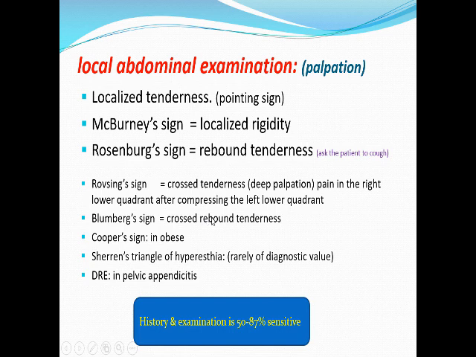Blumberg sign is crossed rebound tenderness. Pain increases with sudden release of pressure on the left iliac fossa, not on the right, and that's why again it's called crossed. Cope sign in the obese: in an obese patient, you might not be able to feel the tenderness and rigidity unless you ask the patient to lie on his left side, so that his belly will be away from the iliac fossa. You can palpate it easily. There is also Sherren triangle of hyperesthesia. I will show you in the following slide.